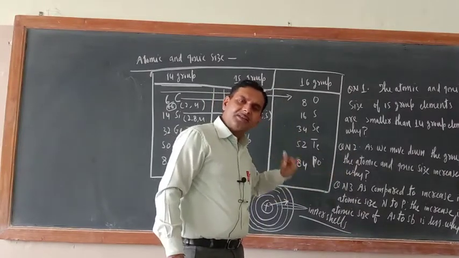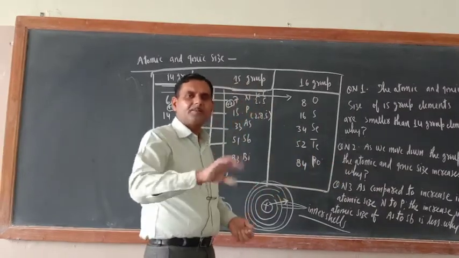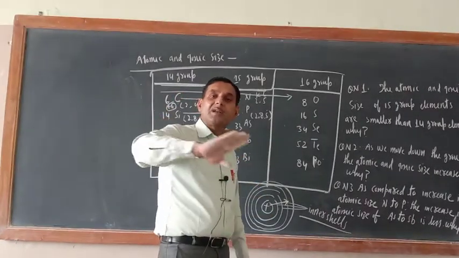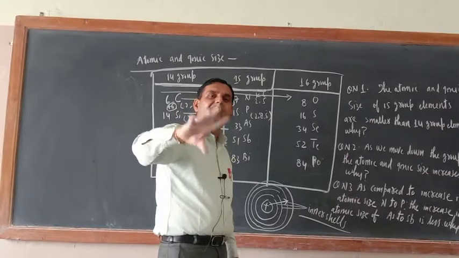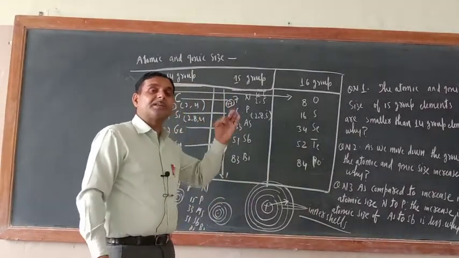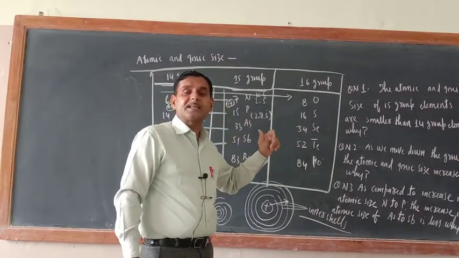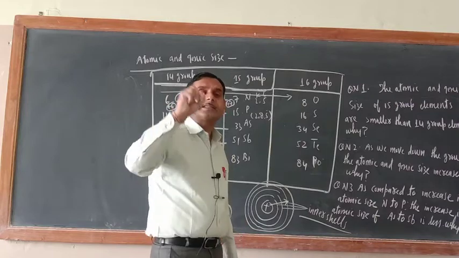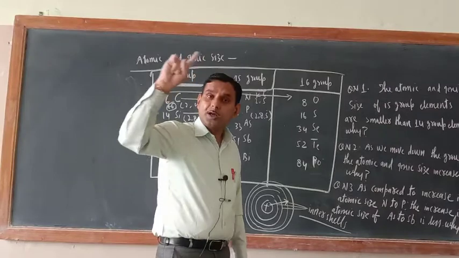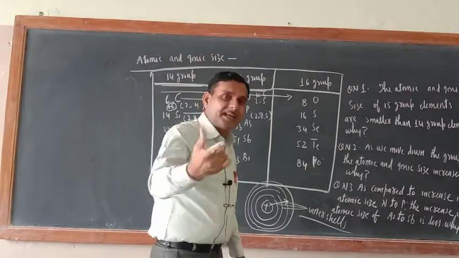So when this nuclear charge will not go to the outermost shell, the size of the outermost shell will expand and the atomic and ionic size will increase. This is the only reason, due to the screening effect. What is this screening effect? Screening effect is nothing but the screening of the outermost shell from the nuclear charge by inner shells.